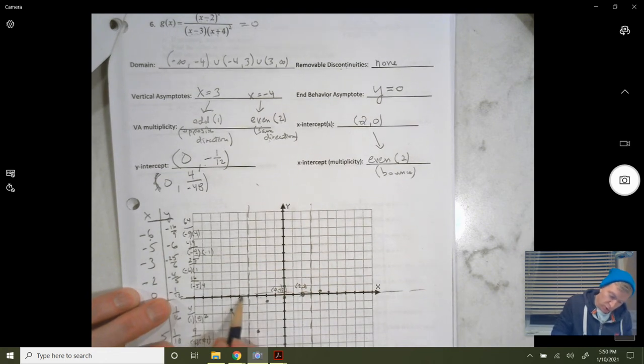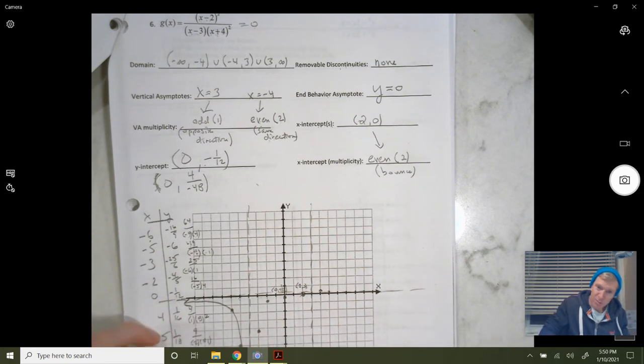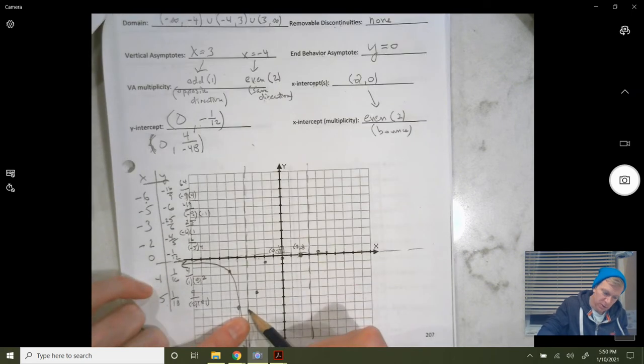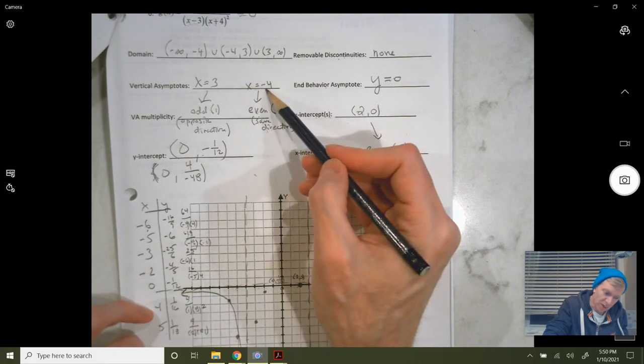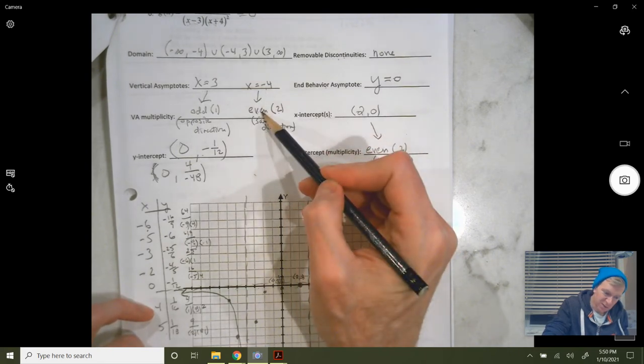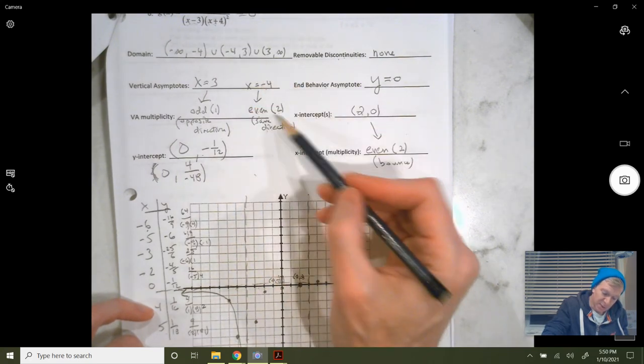Okay, we know there's no x-intercepts over here, so we can't cross that. We know it's going to go like that. Okay, now these points. Now, remember that multiplicity for your asymptote? So here's our asymptote of x equals negative 4. The multiplicity was even because the multiplicity was 2. X plus 4 squared. Okay, which means same direction.